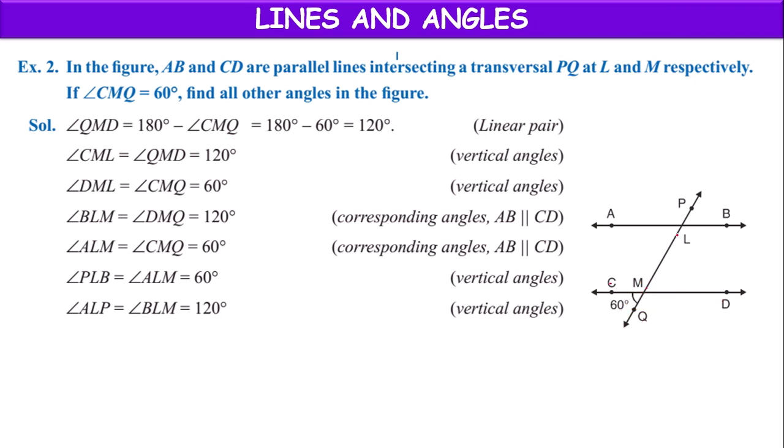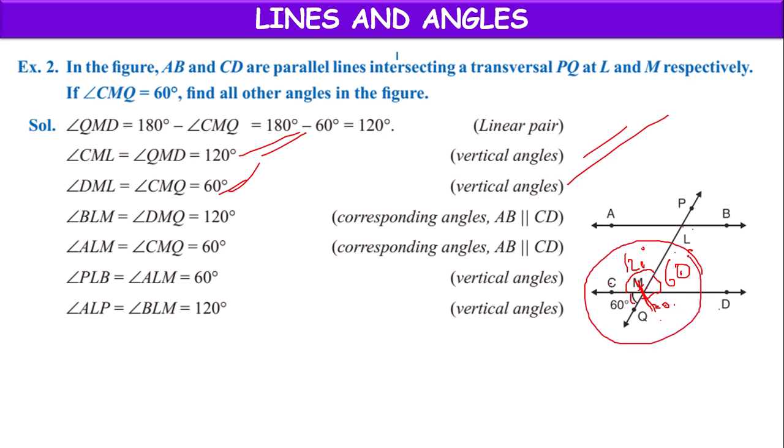Next, CML, this angle, this is 120. CML, these two are vertically opposite. If this is 120, this also will be 120 because vertical angles. If this is 60, the vertically opposite angle will be 60. So this one is 60, DML. DML is 60. Now we have got all the four angles at point M.